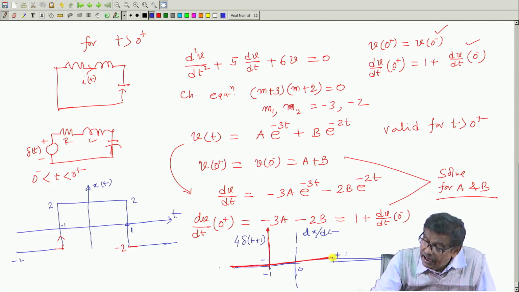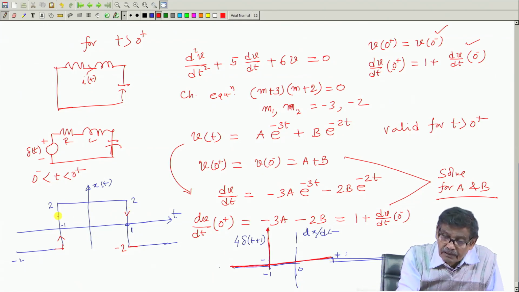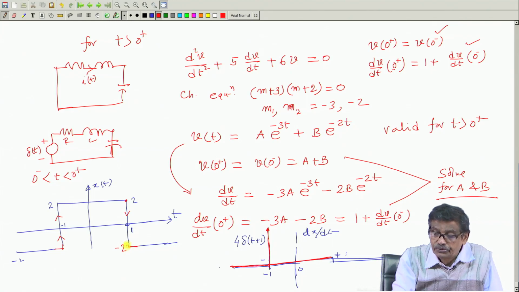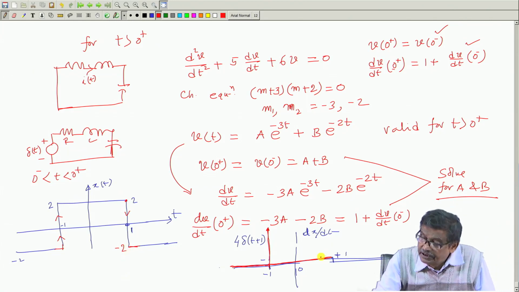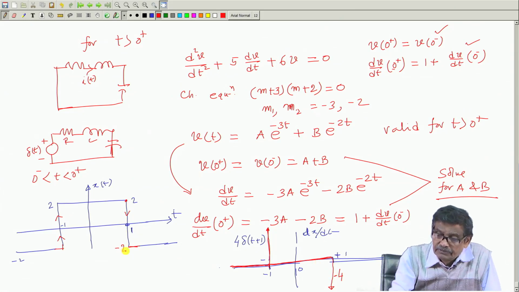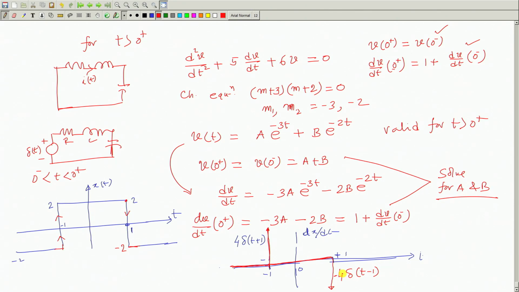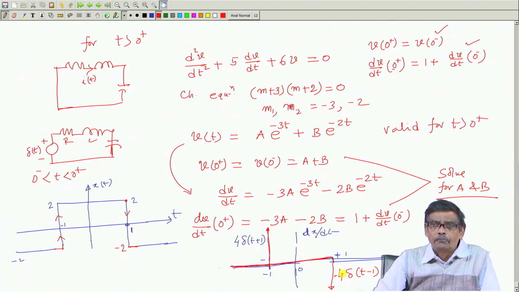Similarly, here there will be another impulse, but this time the signal comes down from +2 to -2 in no time. So, its derivative must give you another impulse here, whose strength is -4, and it is delta of t minus 1. So, you will get shifted delta functions. Anyway, keep this in your mind.